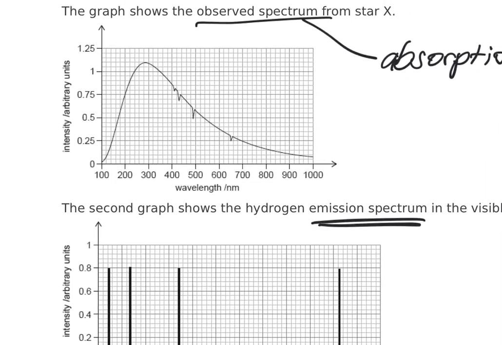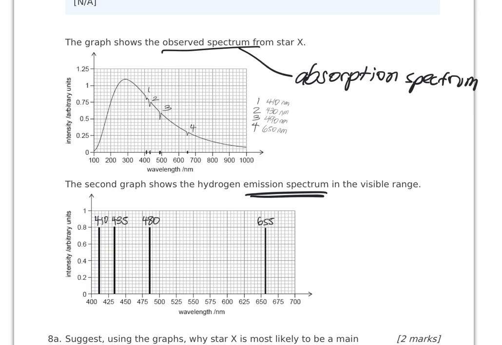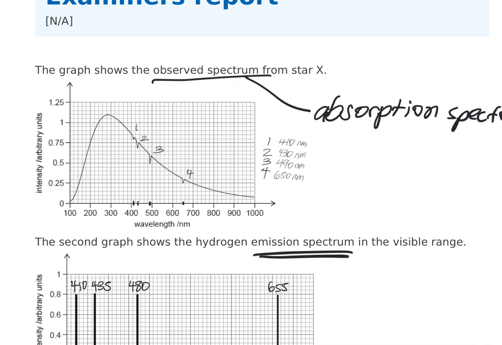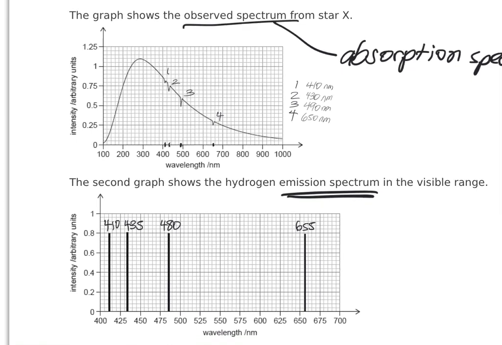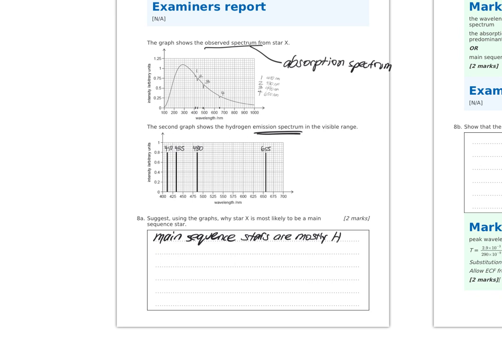We see four of them, 1, 2, 3, 4, four dips corresponding to 410 nanometers, 430 nanometers, 490 nanometers, and 650 nanometers, which is pretty close to what the hydrogen emission spectrum is showing. So what this absorption spectrum shows for certain is that hydrogen is definitely prevalent in this star. So yeah, main sequence stars have mostly hydrogen, and the absorption spectrum of the star confirms the presence of hydrogen.